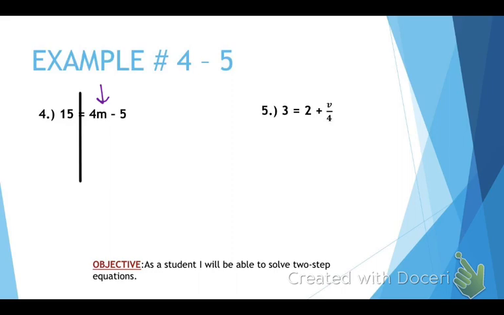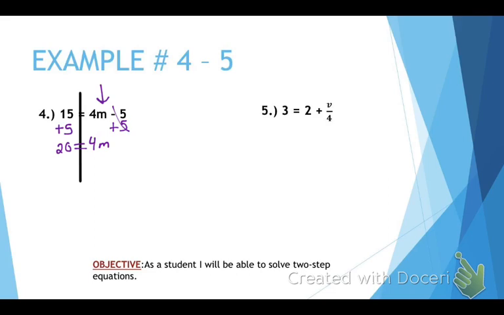What is attached to that? Well, we have 4m minus 5. We need to get rid of the minus 5 first. We do that by doing the inverse operation, which is plus 5 to both sides. So that's going to give us 15 plus 5, which is 20. The 5 and the 5 are going to go away, and that's going to give us 4m.